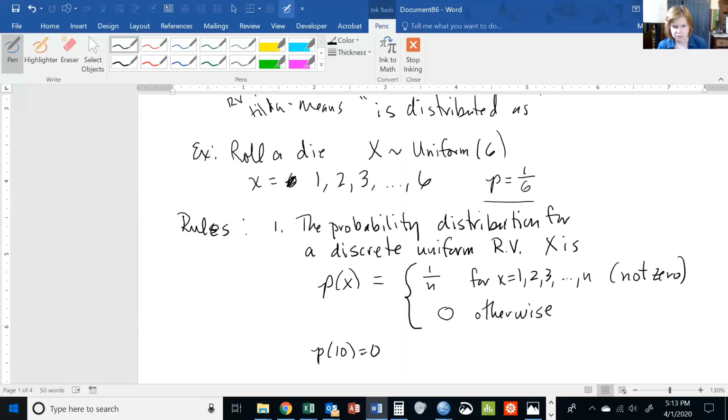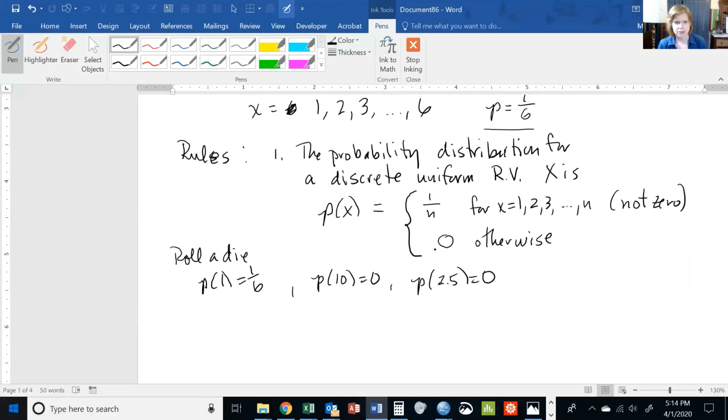So p of 1 is 1/6. This is for our roll of die. Anything else? I could say, what's the probability of rolling 2.5? That's also 0. So for these n numbers, probability is 1 over n. So it's a fancy way of saying what we already know to begin with.